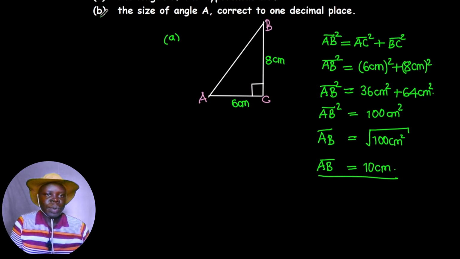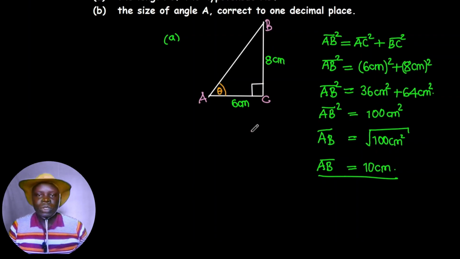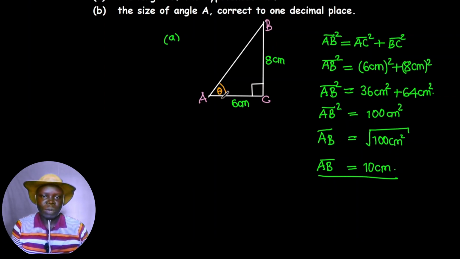Now let's move on to part B of the question, where we are to find the size of angle A. Our angle A is here, and we can indicate angle A with maybe a letter theta. So how do you get this angle theta? We have 3 choices to get this. One, you can use sine, the second one you can use cosine, and lastly you can use tangent. So I'm going to show you how to get them in all these 3.